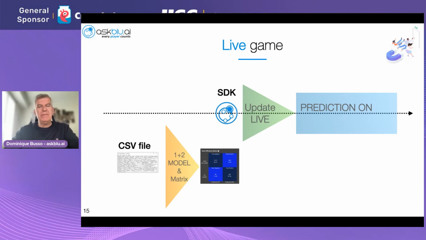So you see, for live games, it's very easy because you can see the quality of a churn prediction with the matrix before integrating our SDK. So that's very, very, very easy.